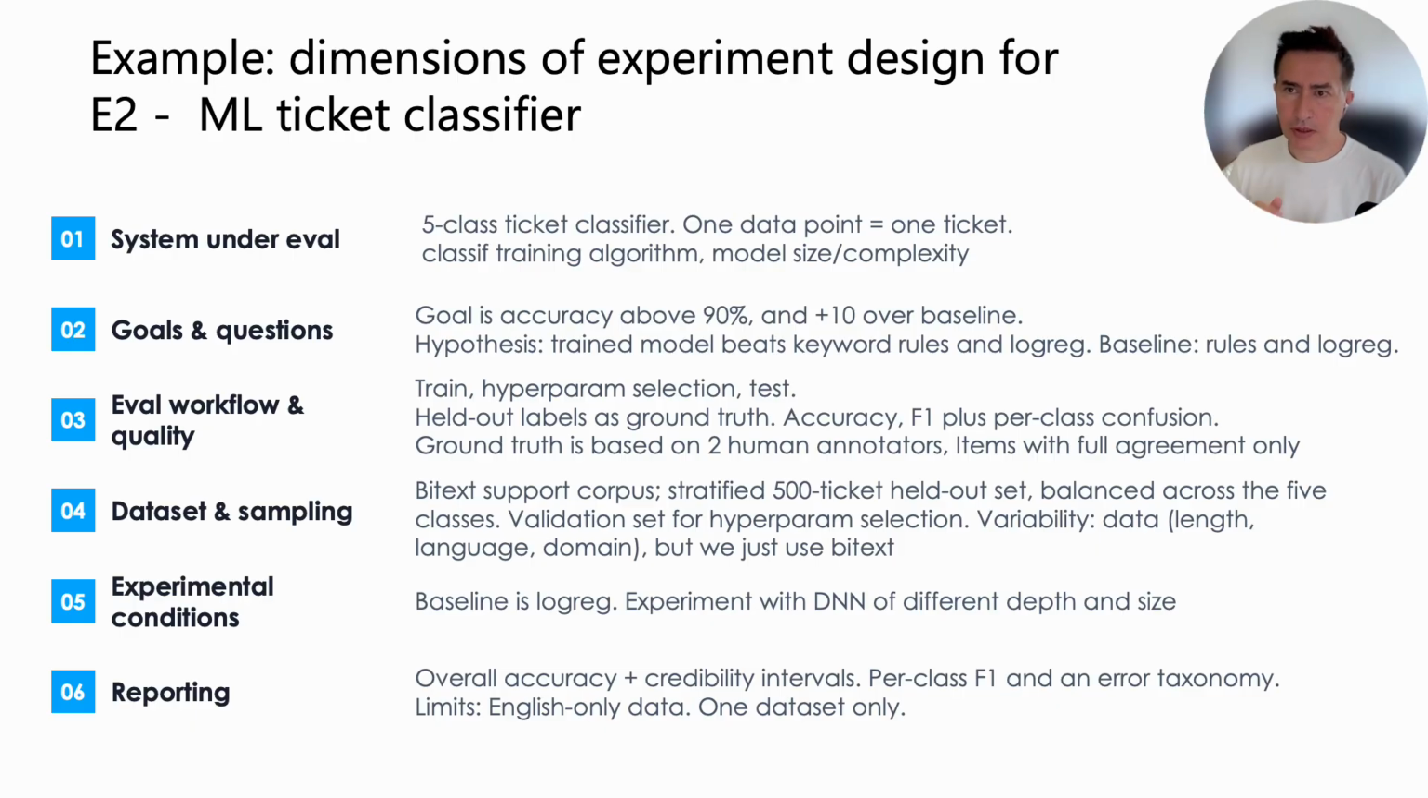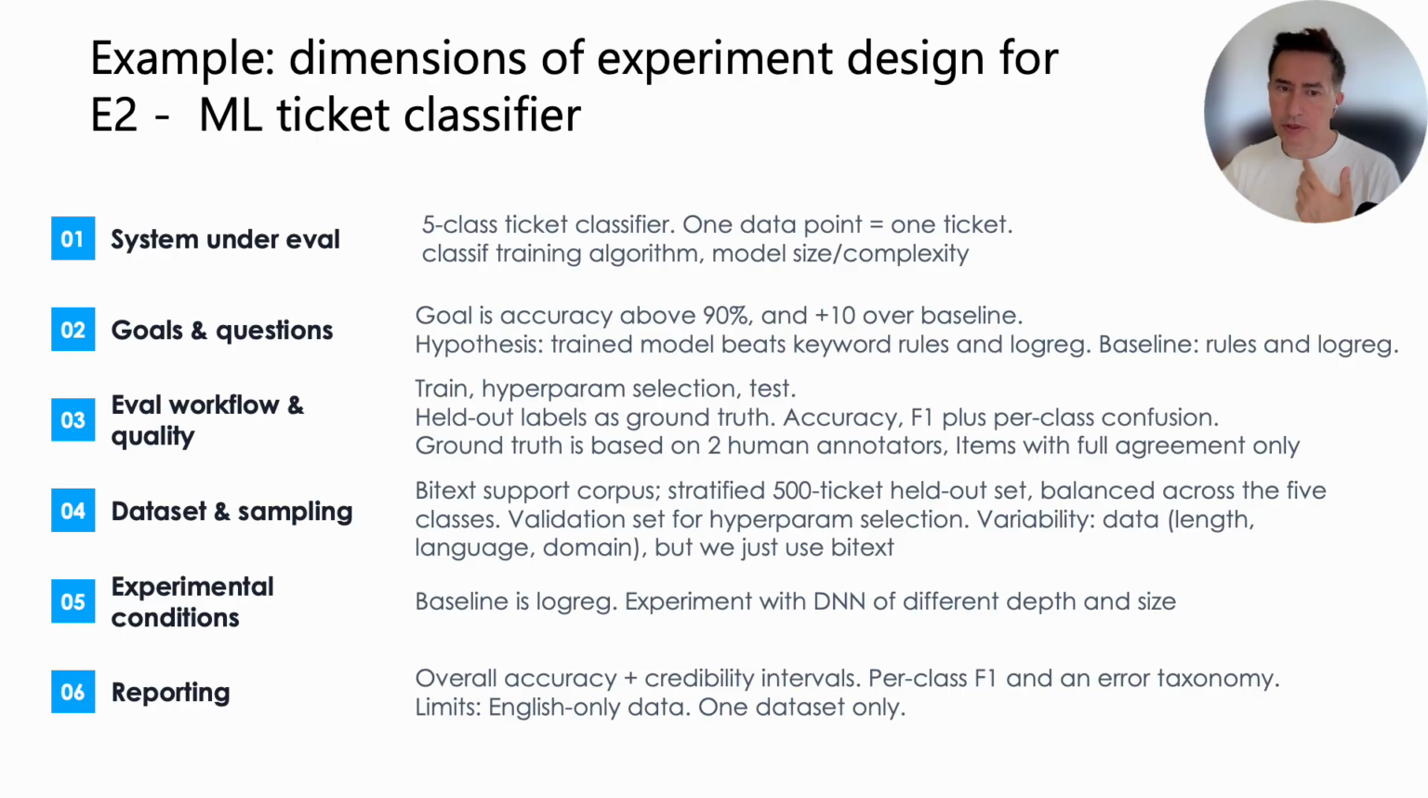As dataset, we use a public dataset called ByText. We use a stratified held out test set of 500 tickets. So it's balanced across the 5 classes. We keep a validation set for hyperparameter selection. We know that data can vary in length, language, domain, but in our experiment design, we just use the data in this ByText dataset.